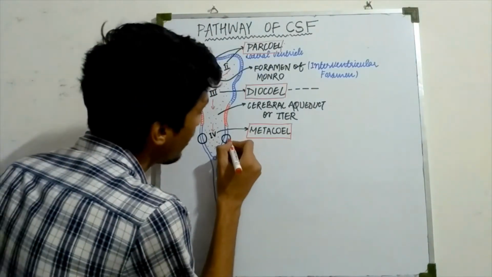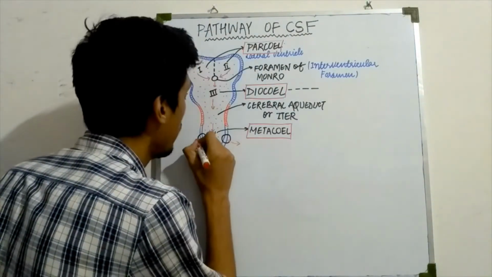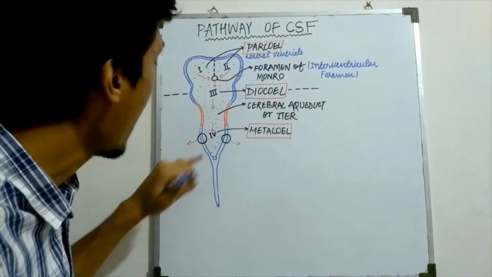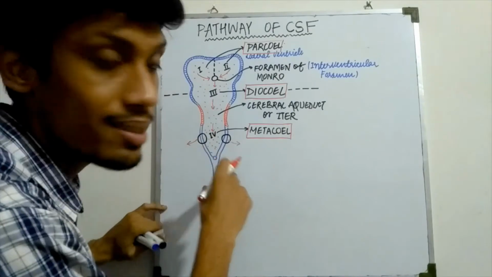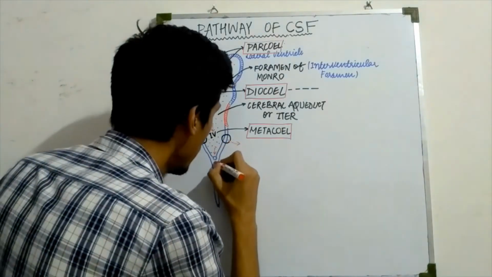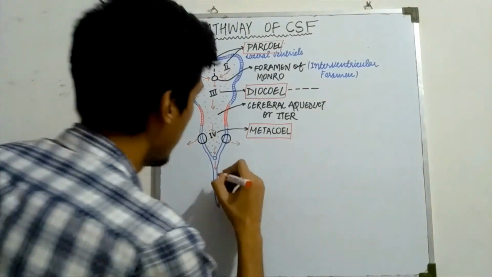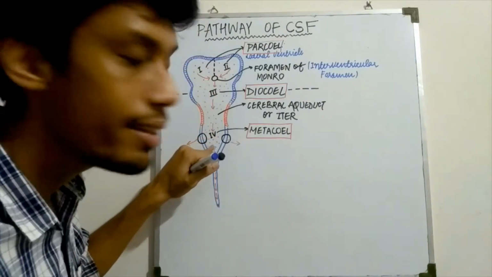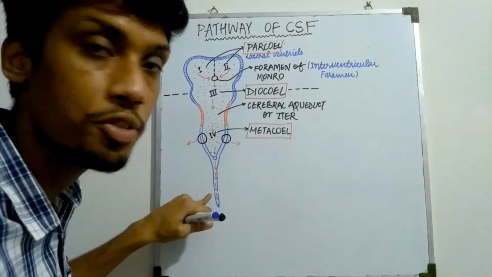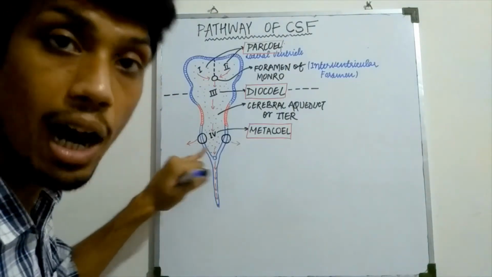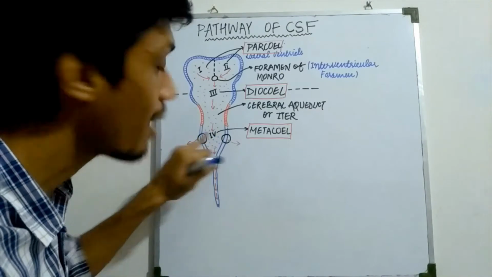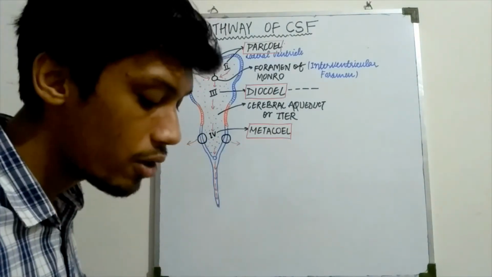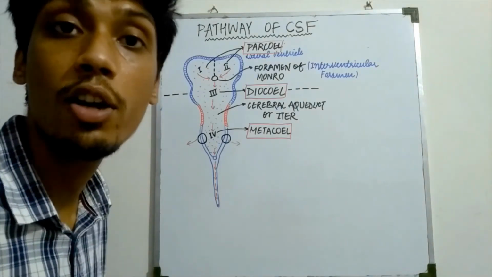Now it flushes out of the brain. It flushes out of the brain through these foramens. Also, from the metacoele it goes to the central cavity of the spinal cord. From the metacoele it also runs through the central cavity of the spinal cord and flushes out of the brain. And the foramen from where it flushes out of the brain is known as the foramen of Luschka.